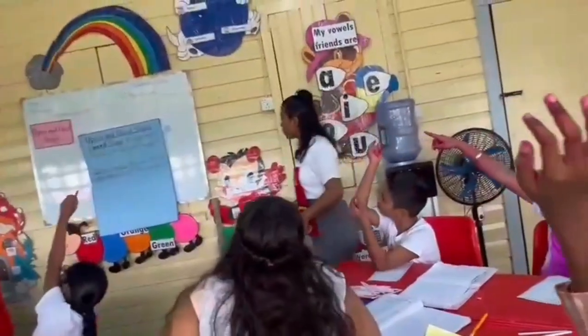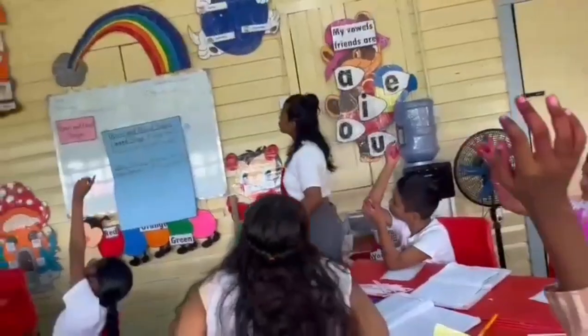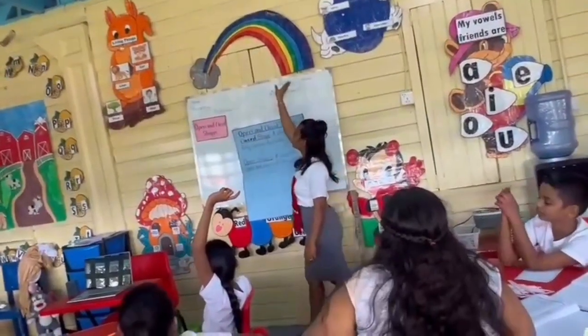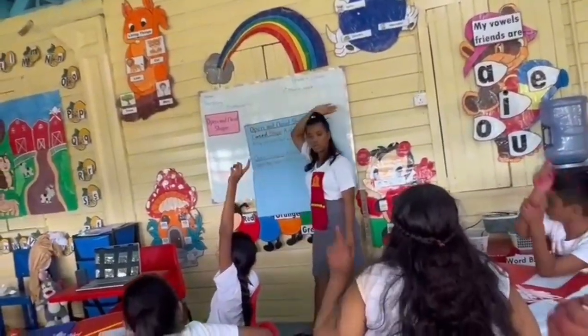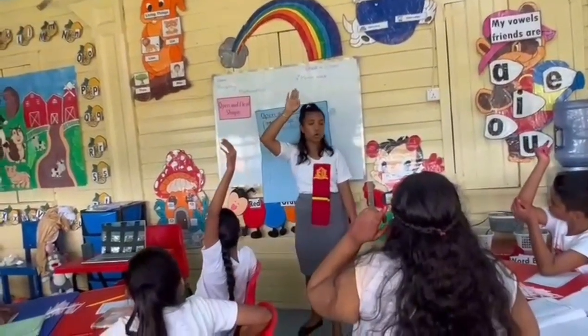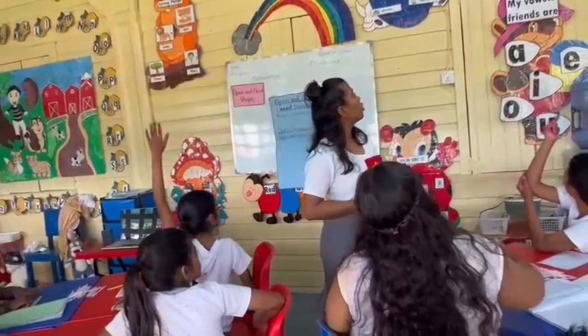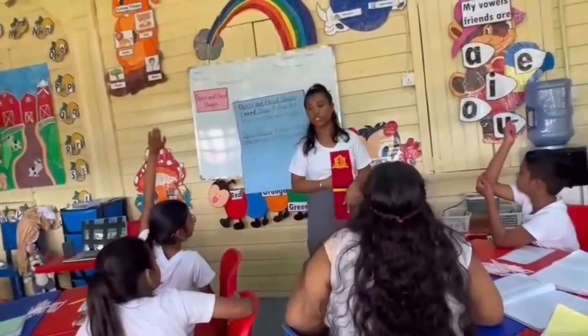Good. This rainbow, is this rainbow a closed shape or an open shape? Open. Open because it's like a semicircle, like an arc. It's not fully connected. It's an open shape. Very good. The coat of arms, very good. That's a closed shape.